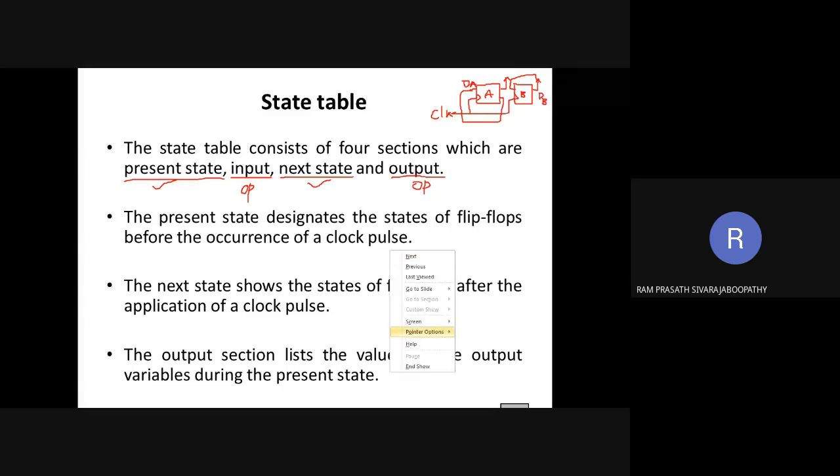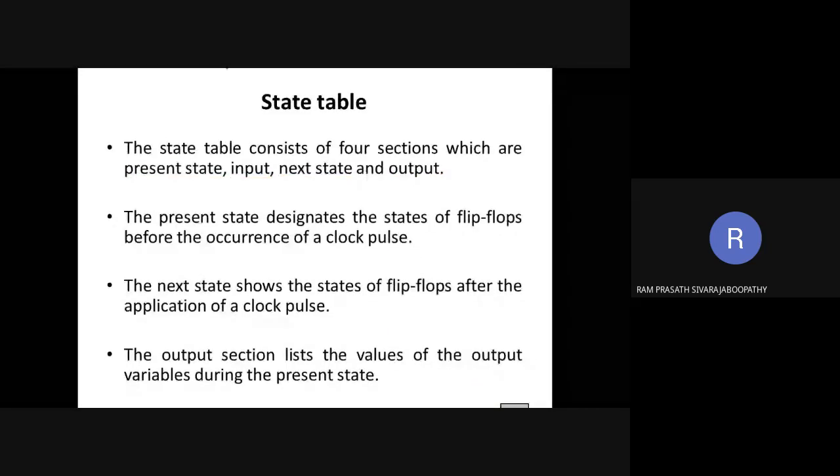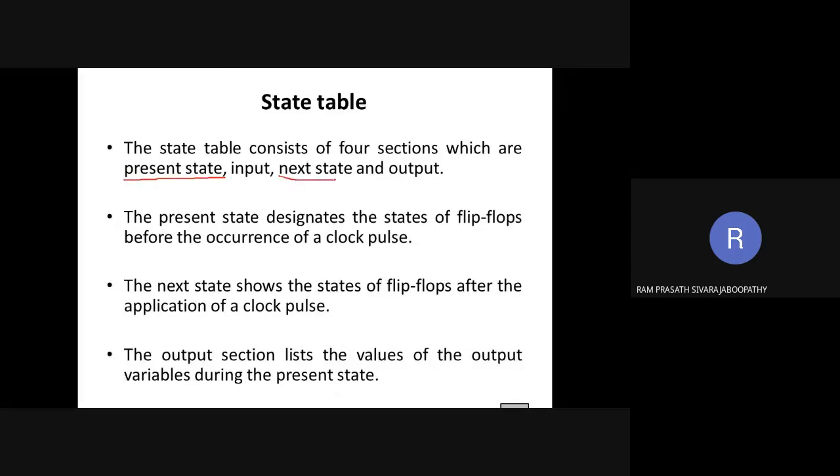So we have to understand what is state table. State table means it must have present state and next state compulsorily. Inputs and outputs are optional. Present state means before applying the clock pulse, what about the output of the flip-flop? That we call it as present state. After the clock pulse, how the states are changing, the outputs of the flip-flop are changing, that we call it as next state. Apart from that, we will be having some output, which is the function of the present input and the present state. Fine. Next, state diagram.